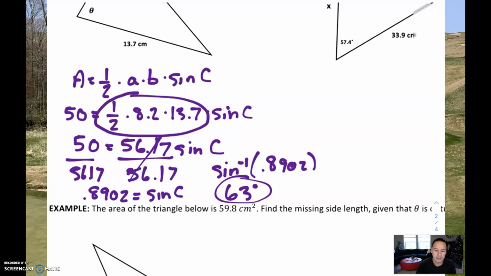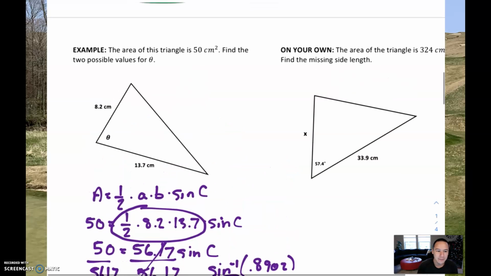However, let's go back to that question. It said, find the two possible values for theta. Remember, when you inverse sine something, they give you the acute angle, but it is possible, maybe my triangle wasn't drawn to scale, that you could have an obtuse angle. Do you remember how to find that one? Think of your unit circle.